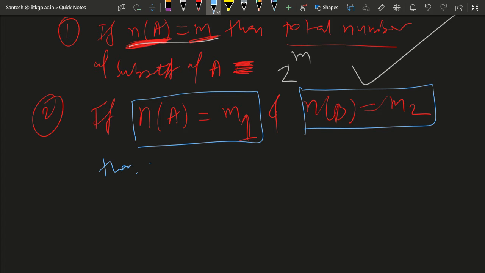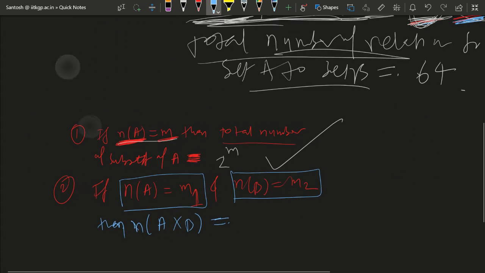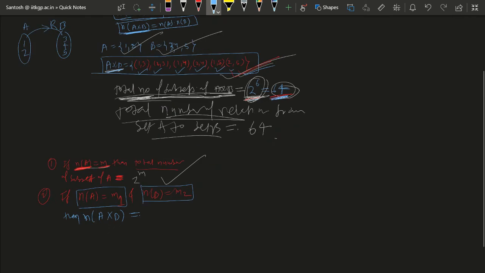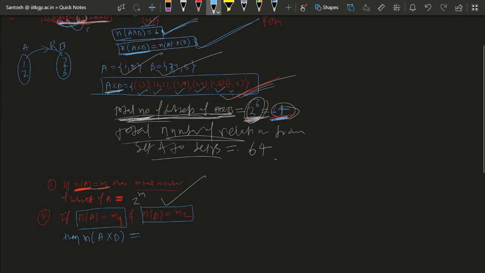So then the number of elements in A cross B. Quickly, anyone tell me, the number of elements in A cross B. Again you can notice I have already written the formula here. You notice it. So what should I write here? What is the number of elements in A cross B?